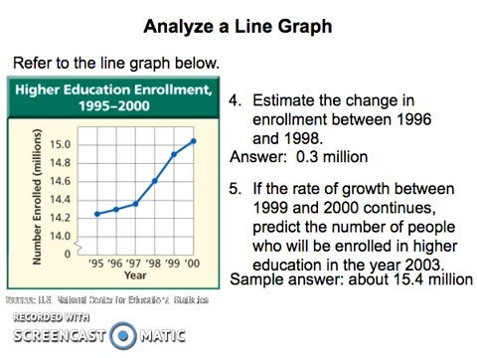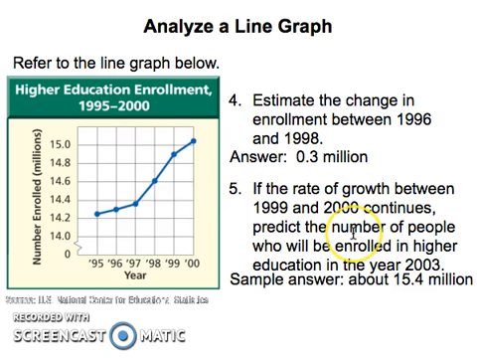All right, here's a line graph. Estimate the change in enrollment between 96 and 98. Here's 1996. We have our years down here. 1998. In 1996, we're about halfway between 14.2 and 14.4 million people enrolled. So 14.3 in 1996. In 1998, we're at about 14.6. So subtract the two. That's your change. 14.6 minus 14.3 is about 0.3.